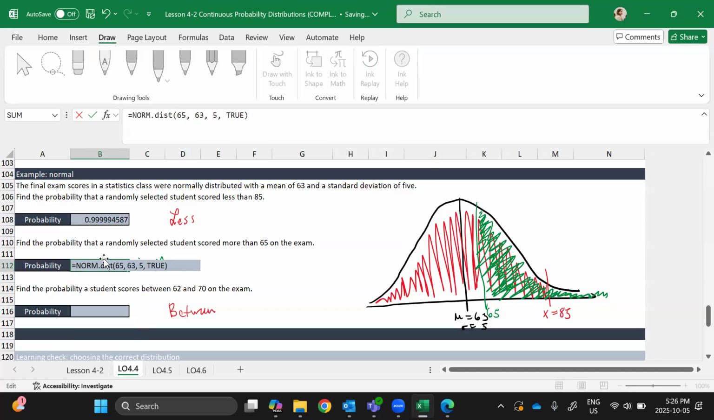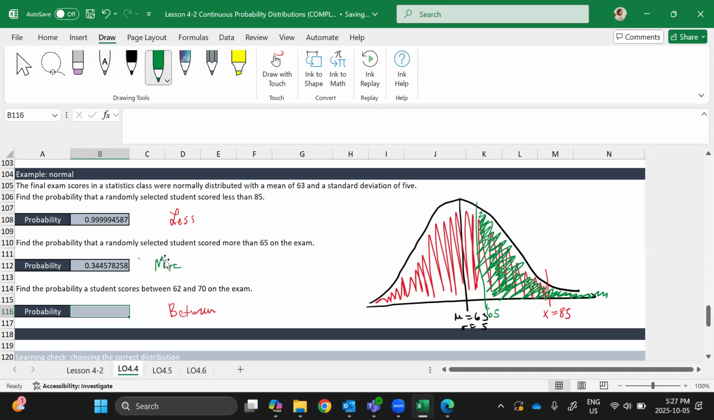So for more than questions, you have to use the rule of complement, which says that probabilities need to add up to 100%. If you want the opposite, just do 1 minus. So if I do 1 minus the less than probability, I'll get the more than probability, and it will be about 34.4%. So anytime you have a probability from the normal distribution question that asks for more than, remember that rule of complement, 1 minus, and that's how you find the more than probability.